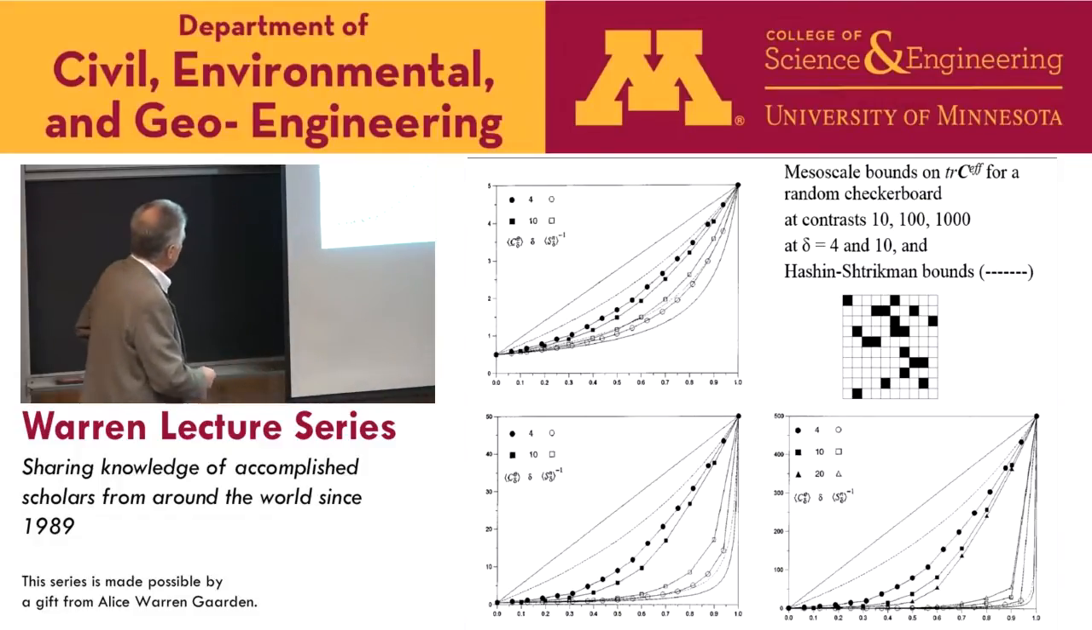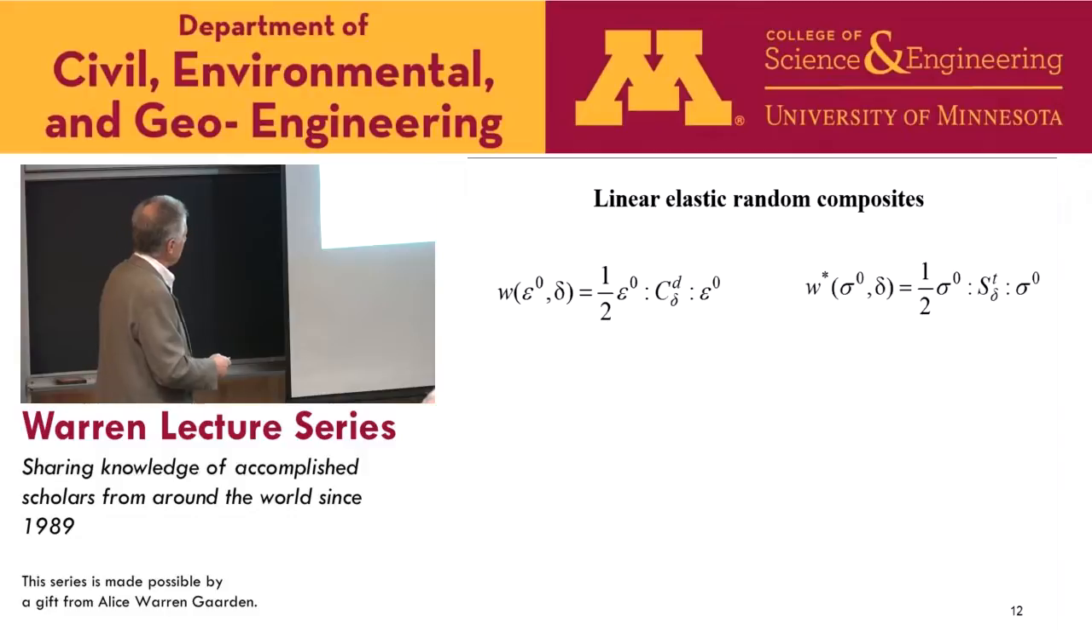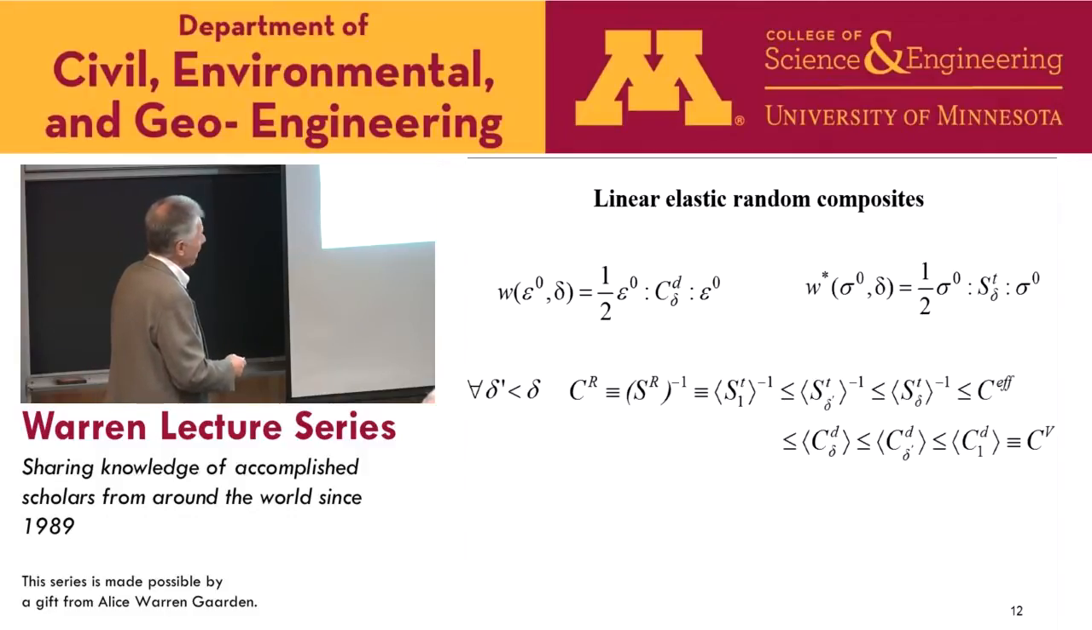And there's a situation for contrast 100 in the checkerboard and 1,000. Of course, it's a function of volume fraction, right? So on the theoretical side, one works with energy density or complementary energy density, and one has this hierarchy of scale-dependent bounds, where at the very, very end I have the Voigt bound, and at the other end I have the Reuss bound. So these are straightforward averages on the scale of just one grain.